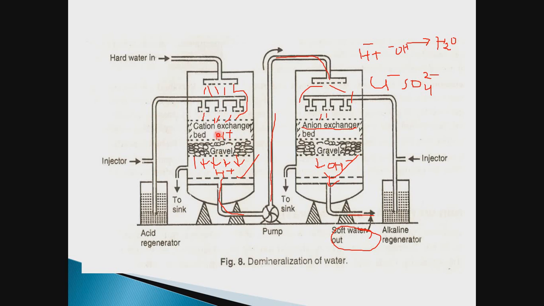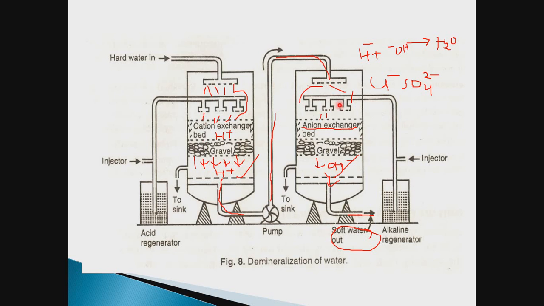So all the H positive ions will now gain their position in the cation exchange resins, and in turn all the hardness causing ions will come out and be taken from here as the sludge. So this is how you can regenerate this one.